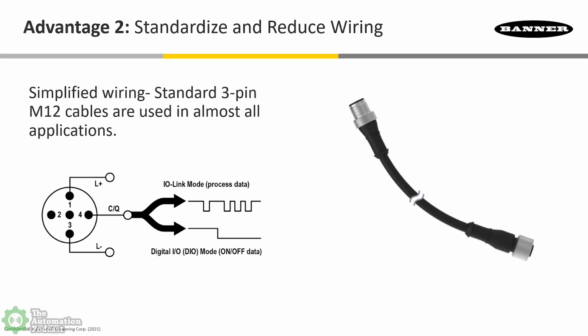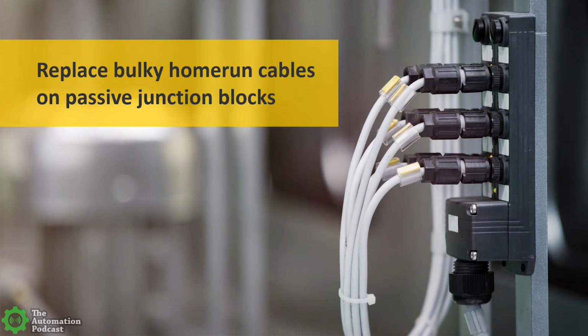And a great way to save money in many applications is the replacement of passive junction blocks with IO-Link hubs. There are many junction blocks out there that take in discrete signals and have a bulky multi-conductor 19-pin home run cable going back to their control system, and they have to land every wire on their discrete inputs on their input cards in their control cabinet. That leads to large control cabinets, and inevitably there's going to be some wiring errors over time.